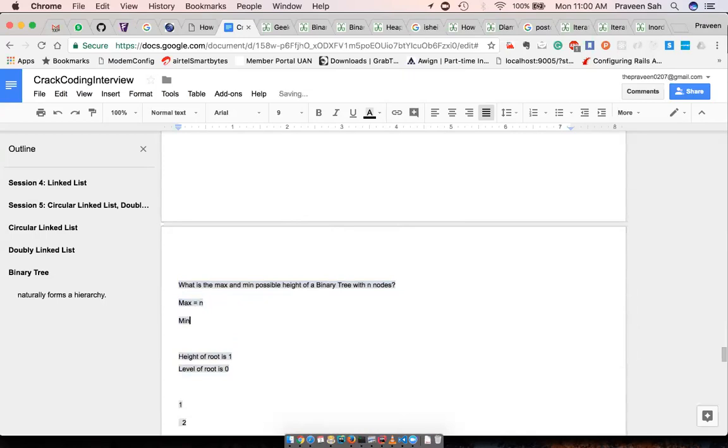What is the minimum height possible of a binary tree? Just one node? No, there are n nodes. You have to have n.